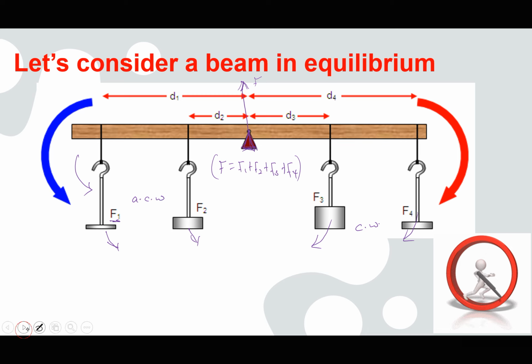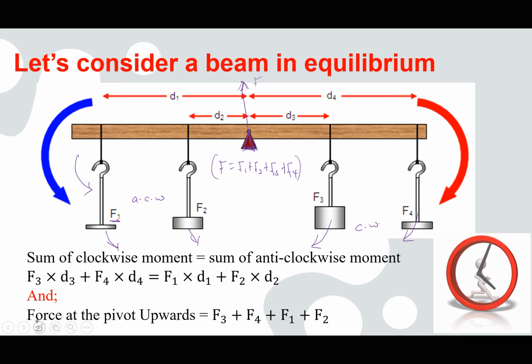Therefore, the sum of clockwise moments must be equal to the sum of anti-clockwise moments, which means that F3 times D3 plus F4 times D4, those were the clockwise moments, should be equal to F1 times D1 plus F2 times D2. And of course, the force at the pivot upwards should be the sum of the forces acting downwards. That is the principle of moments, or that is the requirement of the principle of moments.